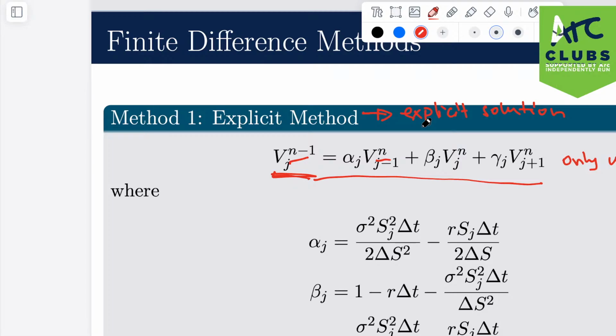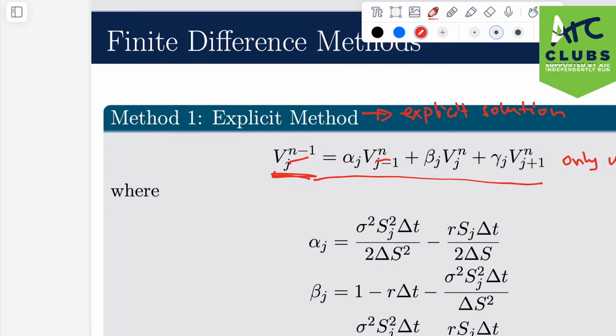Sorry, give me one moment. I'm going to think about if it's V_j or, sorry, is V_j^{n-1}. Sorry. I probably talk for too long. It's V_j^{n-1}.